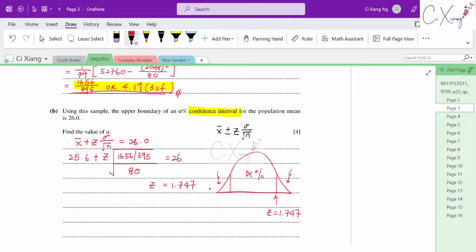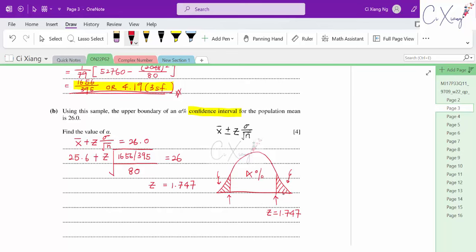To get the alpha, the idea is basically we can try to find this upper area first. Since this curve is symmetrical, the value for the smaller area here is the same. When we find the confidence interval, plus and minus z sigma over square root n also tells you that they are symmetrical, so this value is negative 1.747. But we are not interested in that. I want to find the greater area here.